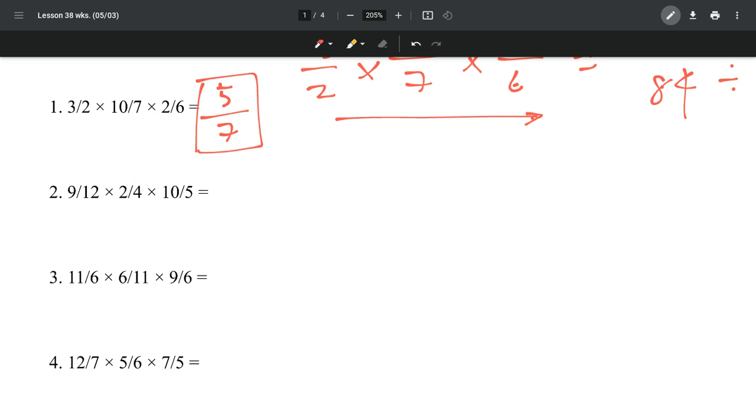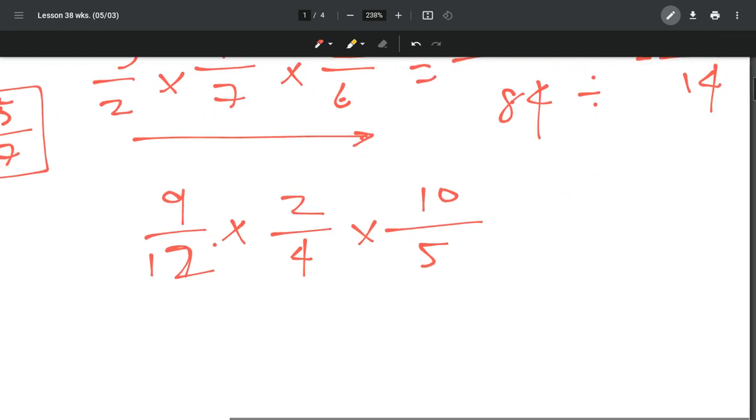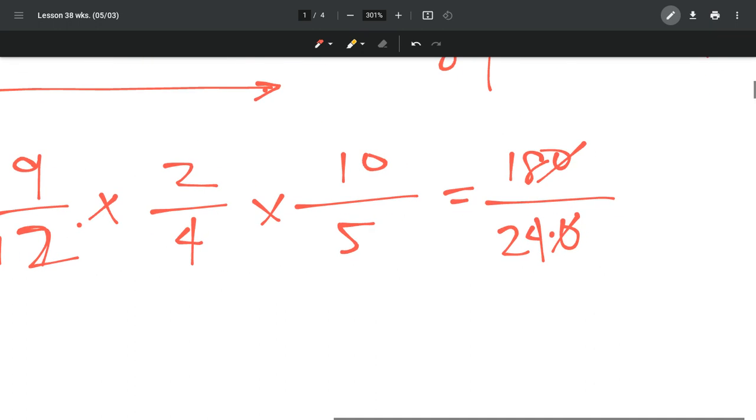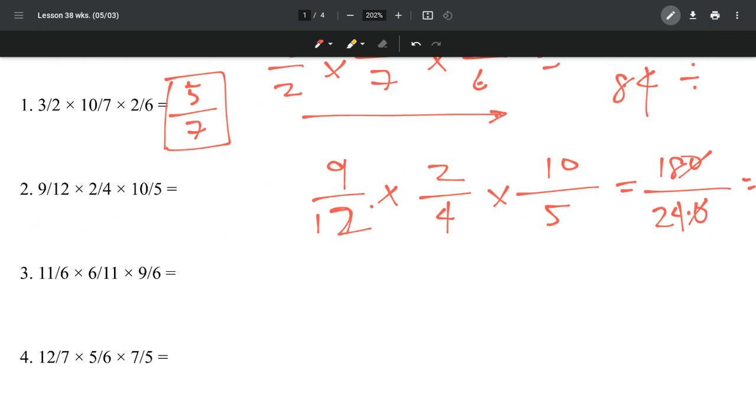So, number 2, we're multiplying 9 over 12 times 2 over 4 times 10 over 5. Again, multiplying across, 9 times 2 times 10, that's 180, and then 12 times 4 times 5, that's 240. Let's just cancel out the zeros, and we have 18 over 24, which can be simplified to 3 over 4. So that's 3 over 4.